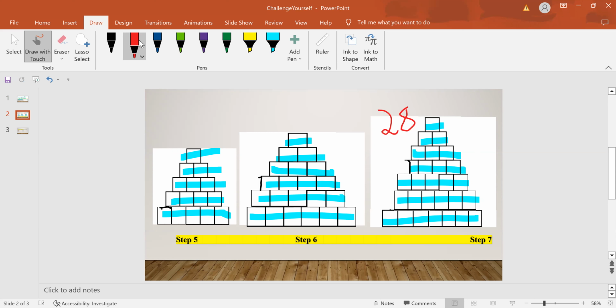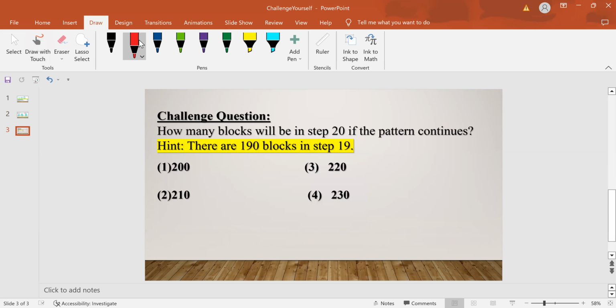Okay, now the challenge part of this video is the coming question. Challenge question. How many blocks will be in step 20 if the pattern continues? A hint. Yes, they give you a hint. There are 190 blocks in step 19. Again, pause the video, think about it before you continue, see if you get the correct answer.